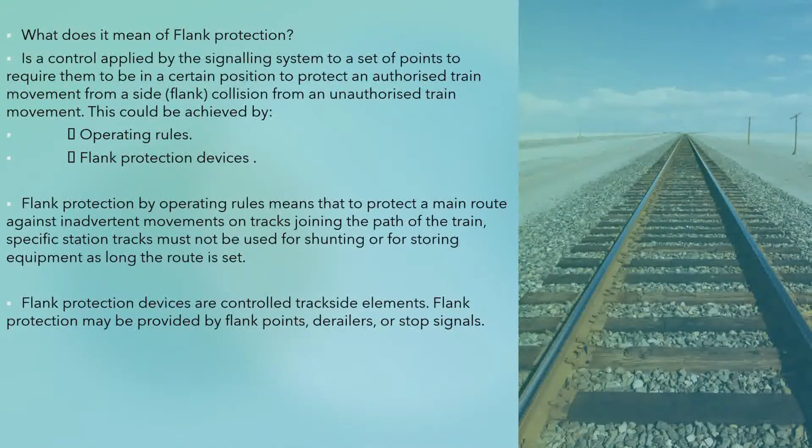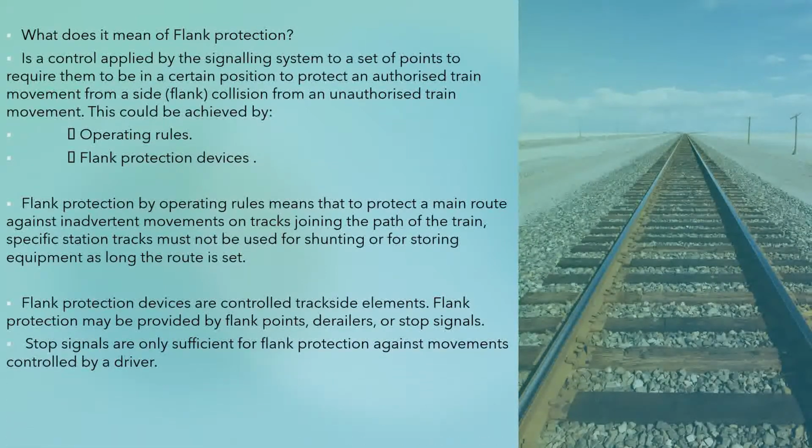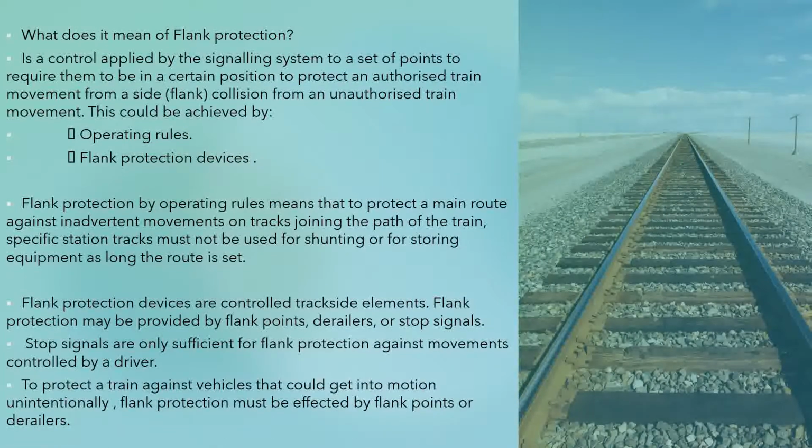Flank protection devices are controlled trackside elements. Flank protection may be provided by flank points, drillers, or stop signals. Stop signals are only sufficient for flank protection against movements controlled by a driver. To protect a train against vehicles that could get into motion unintentionally, flank protection must be effected by flank points or drillers.